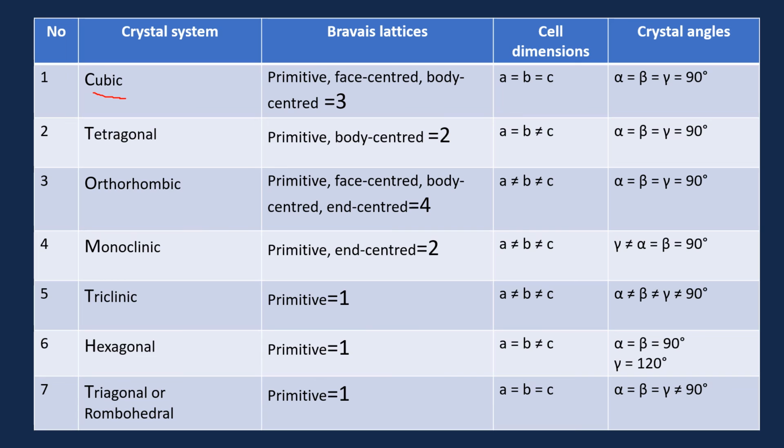In the cubic unit cell, three types of unit cells are possible. That is, primitive, face-centered and body-centered unit cells can have the symmetry or the structure of the cubic crystal system. That is, a equal to b equal to c, alpha equal to beta equal to gamma equal to 90 degrees. In tetragonal, primitive and body-centered unit cells are possible. In orthorhombic, all the four are possible. In the case of triclinic, hexagonal and rhombohedral, only primitive is possible.